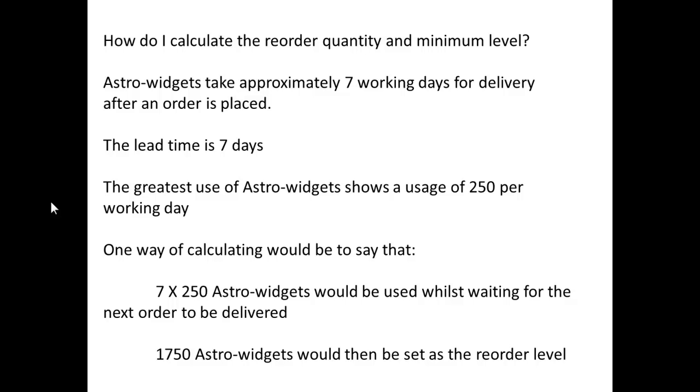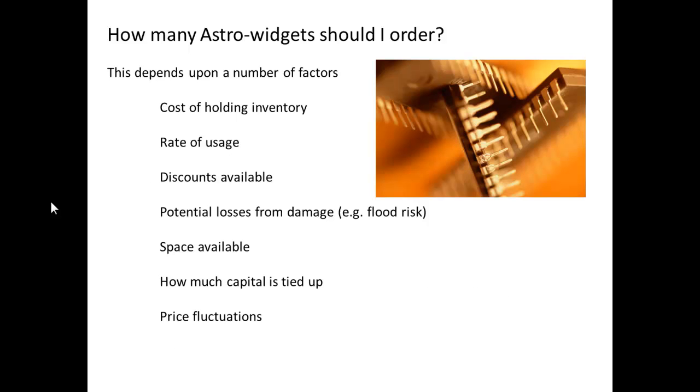Astro widgets take 7 working days for delivery after you place an order, so that's the lead time, 7 days, and the maximum usage is 250 per day. So how many am I going to be using? How many Astro widgets would be used whilst waiting for the next order to be delivered? And the answer would be 7 times 250, so that comes to 1750. So the reorder level would be 1750. Once the level of Astro widgets falls to 1750 or below, we need to order some more.